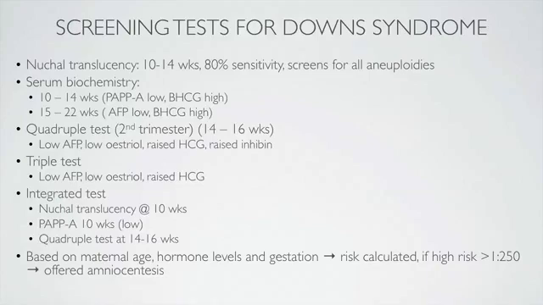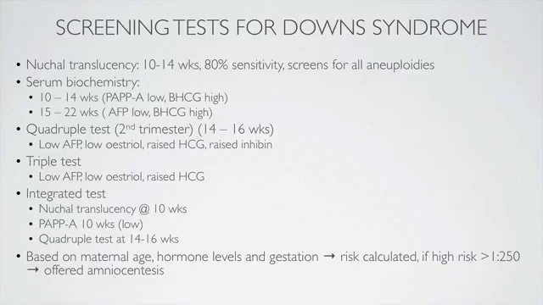So, screening tests for Down syndrome. This looks like a very complicated slide and basically has all the information you need to know. But quite simply, there are two main ways that we screen for Down syndrome. And most importantly to tell you, this is a screening test. So this gives a risk calculation. This does not tell you, yes, your baby has Down syndrome, or no, your baby does not have Down syndrome. It gives you a risk, a probability that your baby may or may not have Down syndrome.